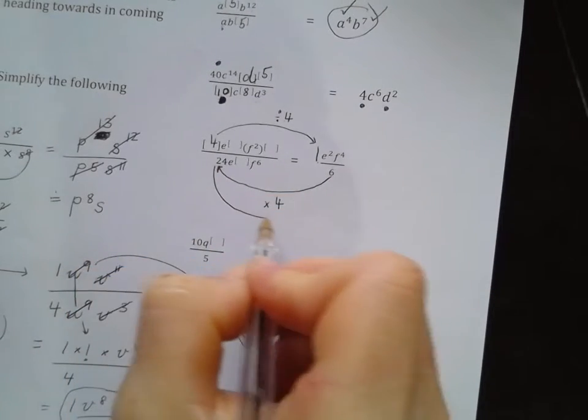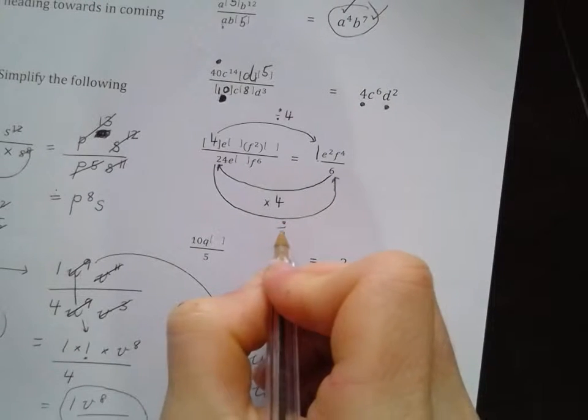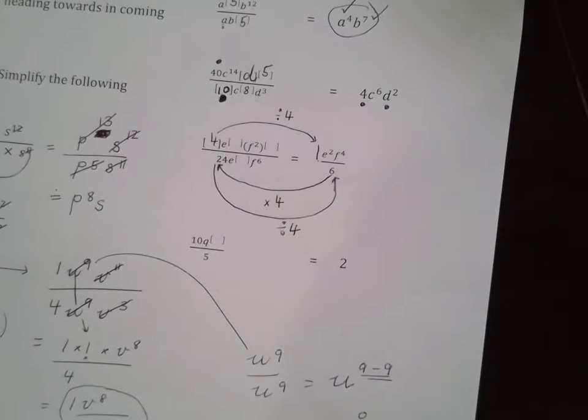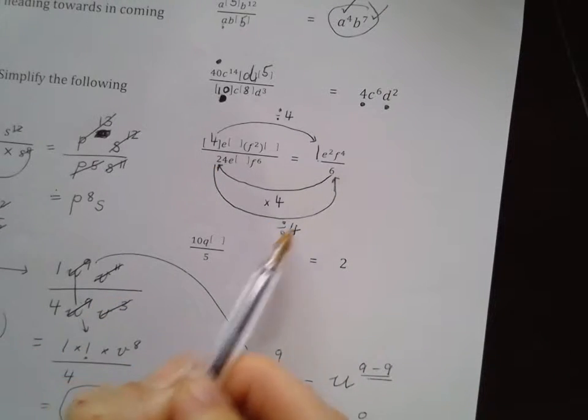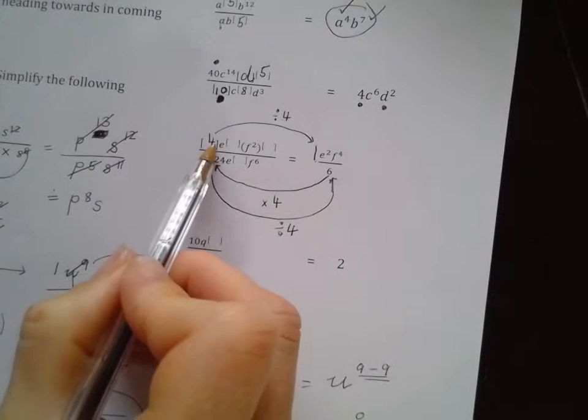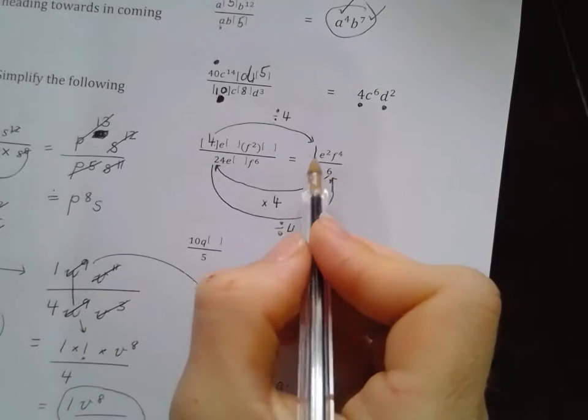And then if you go back this way, 24 divided by 4 gives you a 6. Alright, so 24 divided by 4 gives you 6. We've worked out 4 divided by 4 gives you 1. Okay, we end up with E2 here.